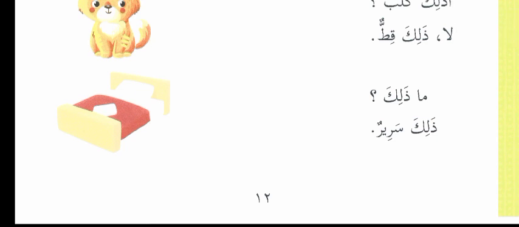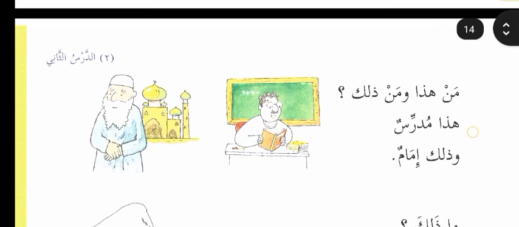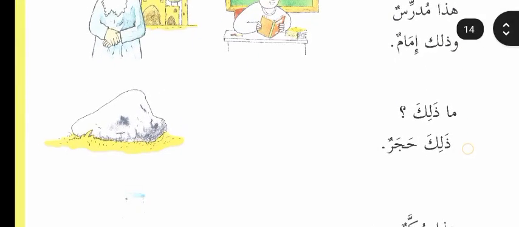Okay, ما ذلك, what is that? ذلك سرير. سرير means, as you know, bed. Okay, the next one, من هذا ومن ذلك, who is this and who is that? هذا مدرس وذلك إمام, this is a teacher and that is an imam in the mosque. Okay, ما ذلك, what is that? ذلك حجر, that is a stone. هذا سكر وذلك لبن, this is sugar and that is milk.